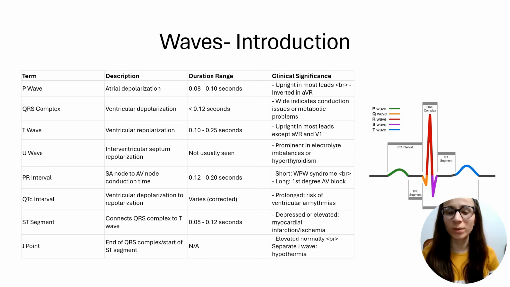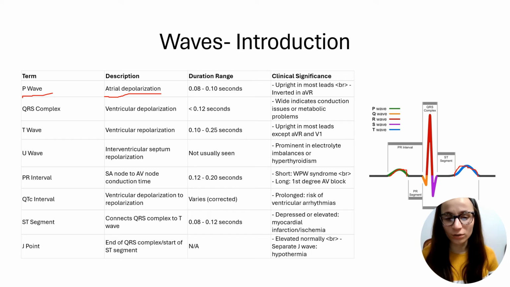So here's just explaining the difference between waves and intervals, because sometimes people don't know that. Waves are basically a graphical deflection showing electrical activity in the heart. For instance, if you look at this chart, the P wave signifies atrial depolarization, which is contraction. So over here, that's a wave. And so is the T wave. It signifies electrical activity in the heart, which in this case is ventricular repolarization.